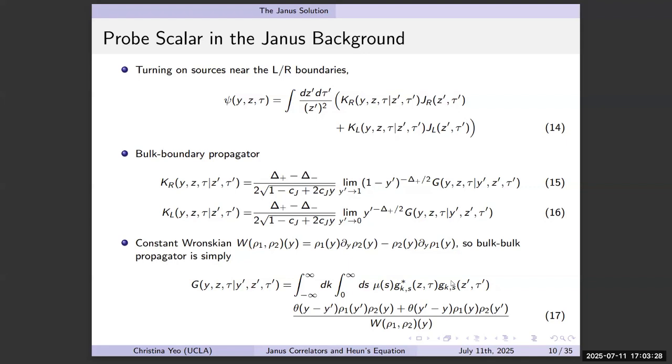I think it should look the same because that overall factor you get doesn't depend on whether it's the left or right boundary. It's just like 1/z to the delta plus, independent of the y coordinate. Yeah. It just depends on the z coordinate. So I think it should be the same. Okay.